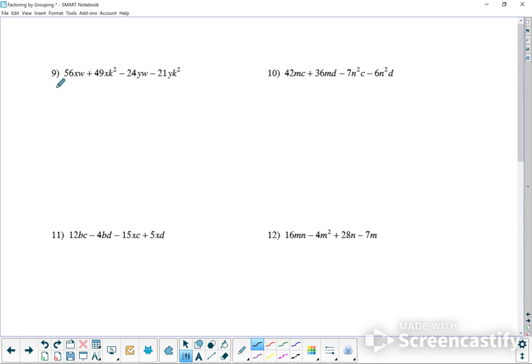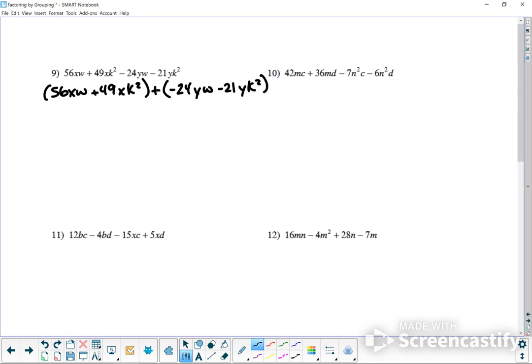So this is going to be 56xw plus 49xk squared, plus, and then we're going to go minus 24yw minus 21yk squared. All right, so it looks promising.